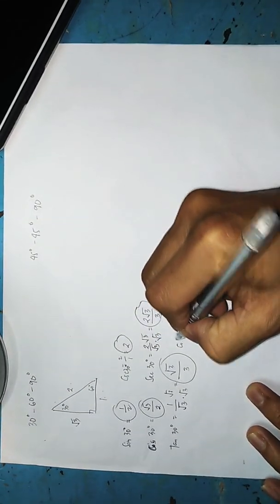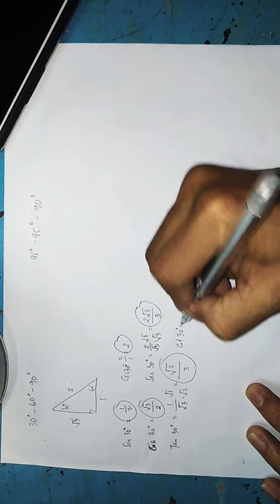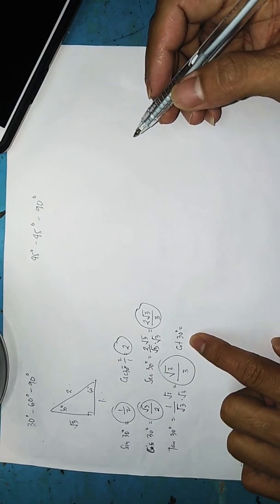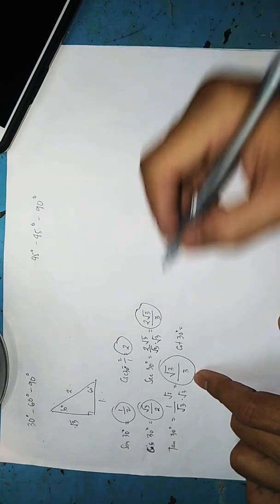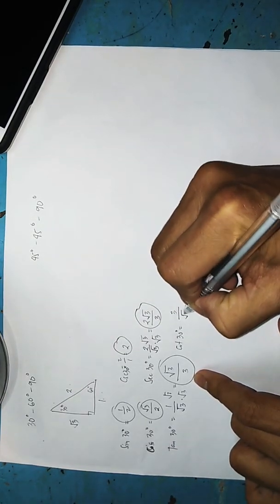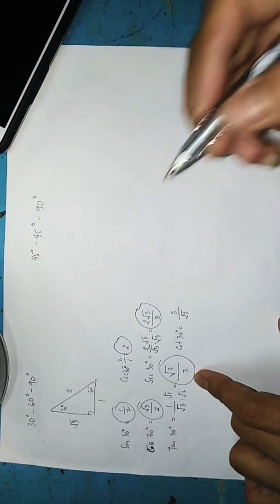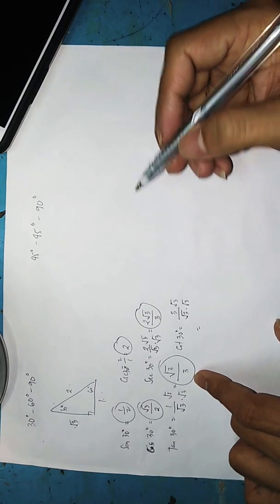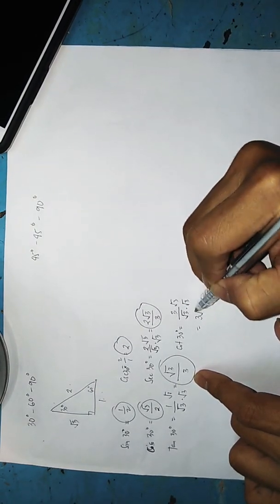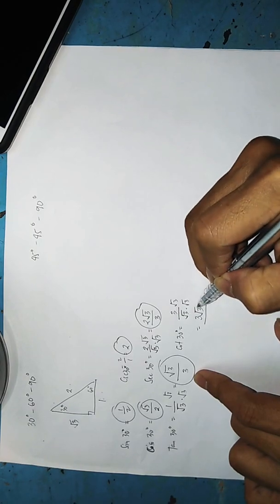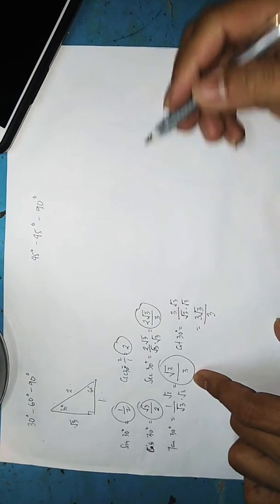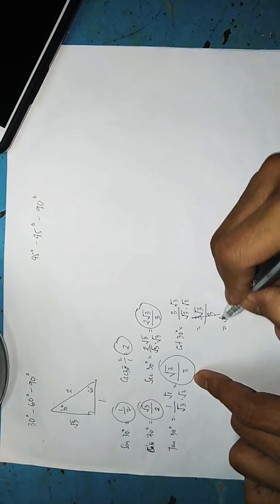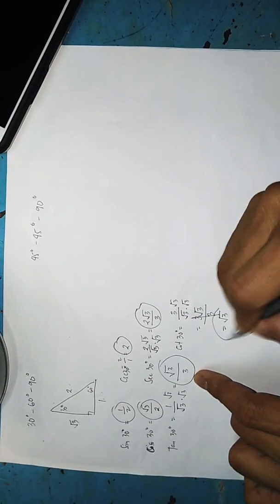Next. Cotangent 30 degrees. For cotangent 30 degrees, reciprocal lang ng tangent. So, 3 over square root of 3. So, cannot be. So, multiply again by square root of 3. So, ang cotangent 30 degrees natin ay 3 square root of 3 over square root of 9 over 3. So, pwedeng i-lowest term si 3 over 3, cancel. So, cotangent 30 is square root of 3.